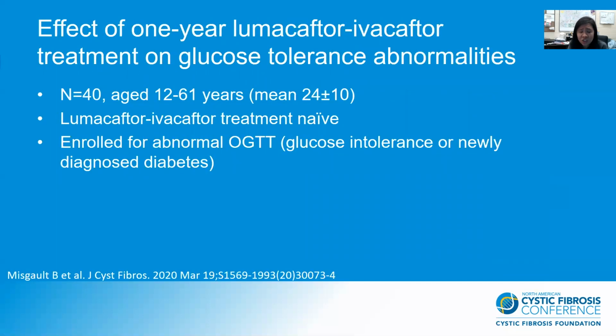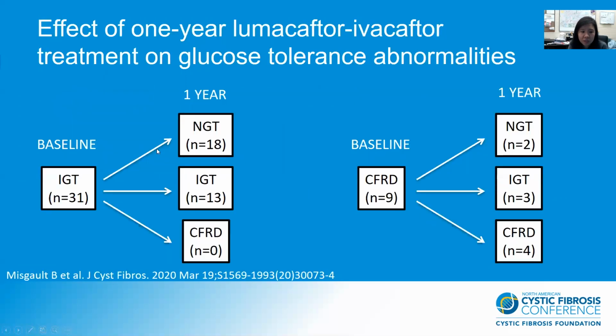Looking at a larger study of 40 subjects aged 12 to 61 years with a full year of treatment instead of just 6 to 8 weeks, who were previously lumacaftor, ivacaftor treatment naive. These were all subjects that enrolled for abnormal oral glucose tolerance testing at initiation of the study, whether it was just abnormal glucose tolerance or newly diagnosed diabetes on OGTT. Of those 40, 31 subjects at baseline had impaired glucose tolerance classification. None of the subjects during that year progressed to CFRD.